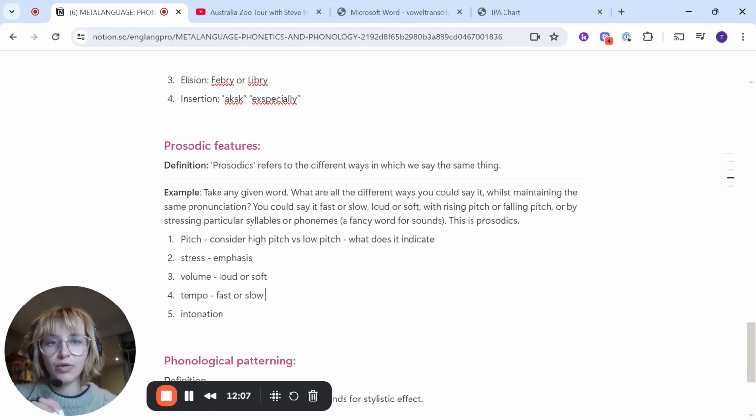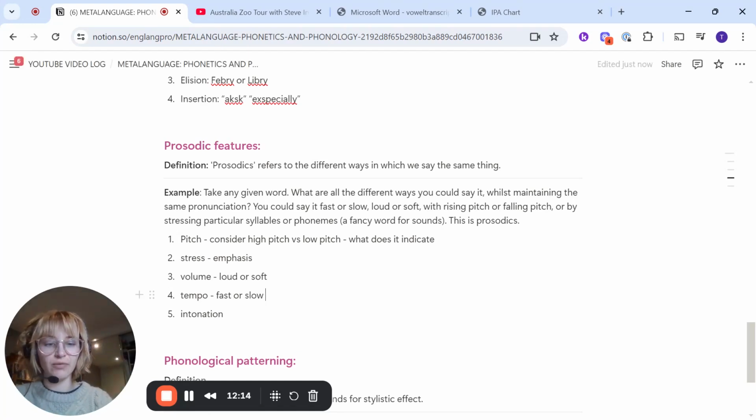And all of these will be written in your transcript in a key at the very top. So fast or slow is written with an A or L respectively, for allegro or lento, let me just confirm that. Yes, I was right. So allegro meaning fast, lento meaning slow, if you guys know music theory.